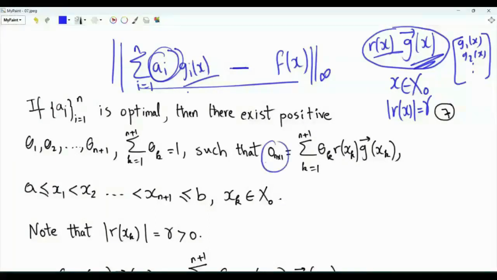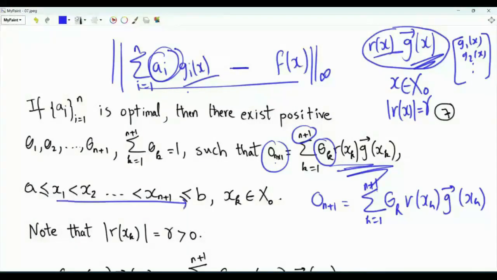We have discovered that the all-zero vector needs to be written as a convex combination of n plus 1 of those vectors with coefficients here that are strictly positive. We can write down the all-zero vector using more terms, but it is enough to use n plus 1 terms in this convex combination. Let's take the x's to be in strictly ascending order. r of xk is either equal to plus gamma or minus gamma.